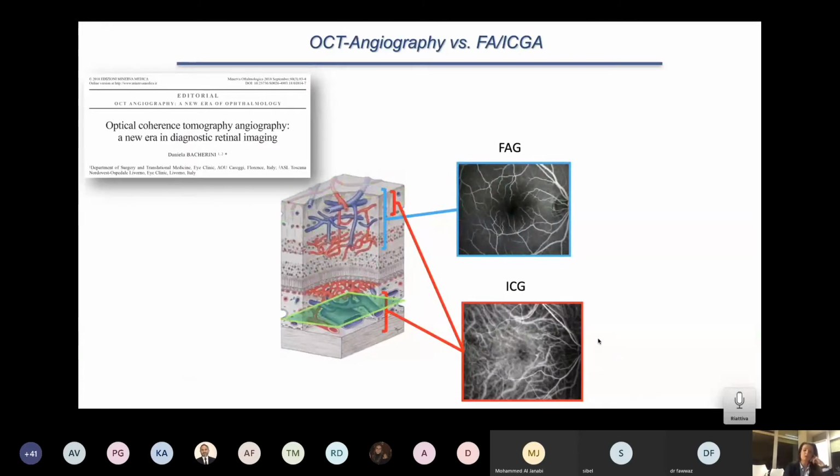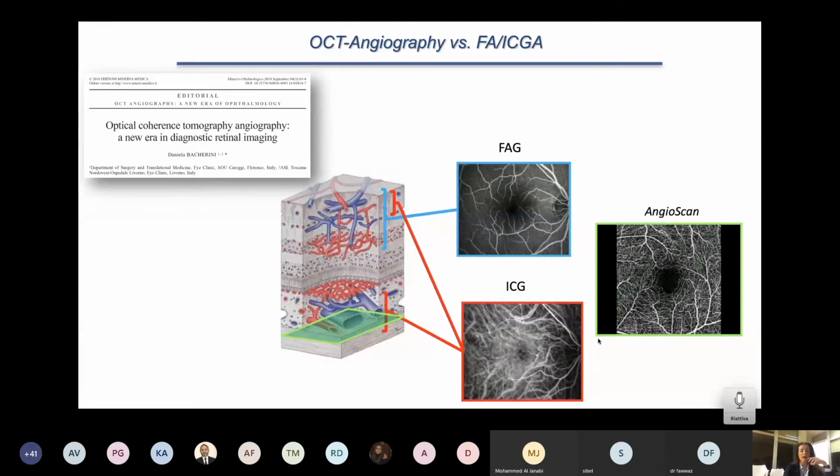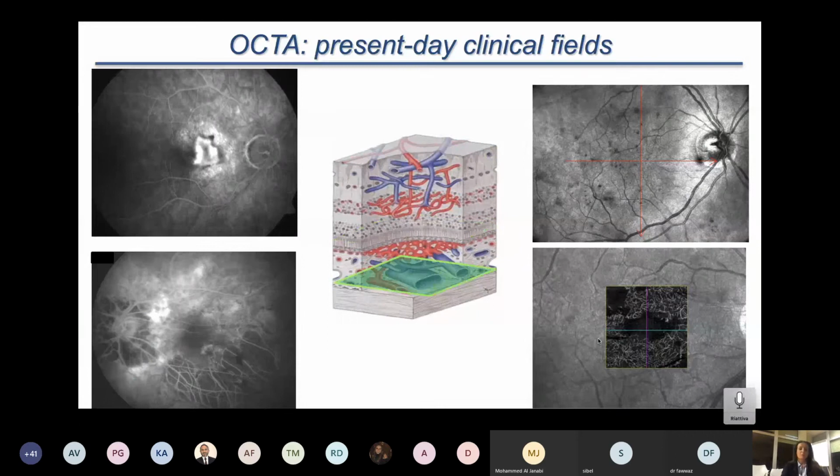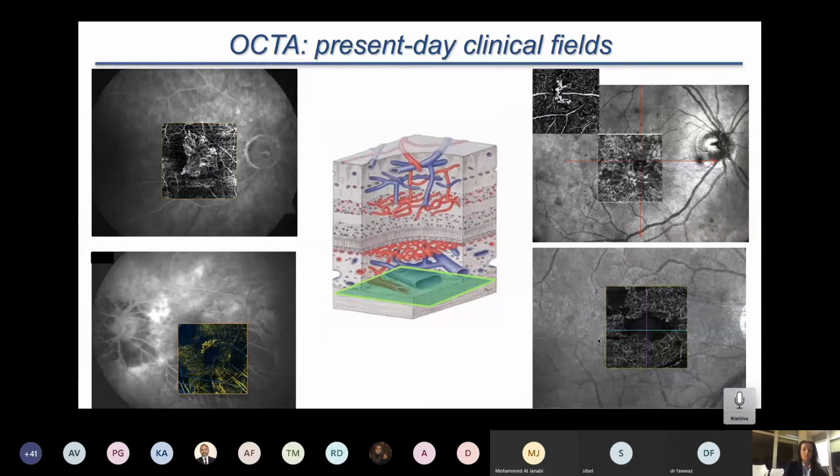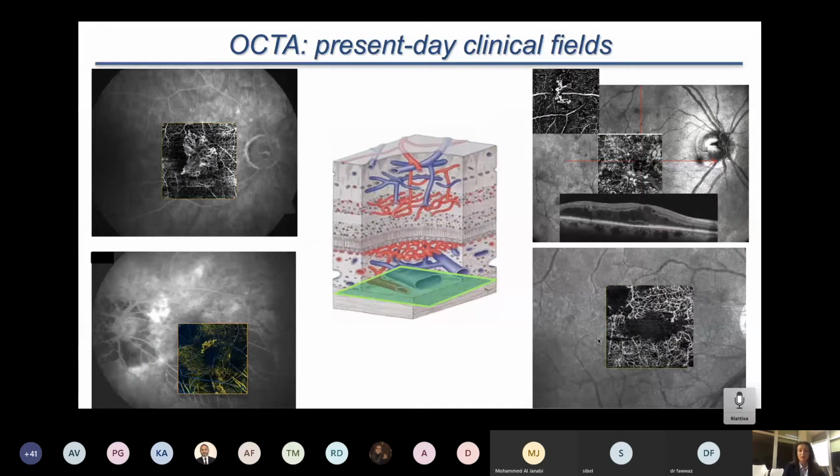Focusing on the OCT angiography, it has brought us into a new era of diagnostic retinal imaging, as we know. In fact, it permits in... and the choroidal vasculature, evaluating it layer by layer. Today, as we know, OCT angiography is mostly used in medical retina for neovascular macular diseases, occlusive retinal diseases, diabetic retinopathy, and the spectrum of Pachychoroid, as we have seen.